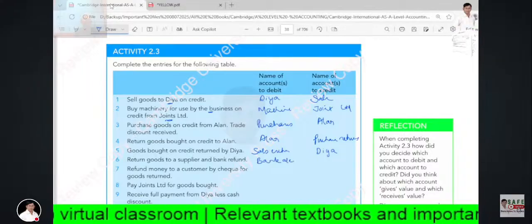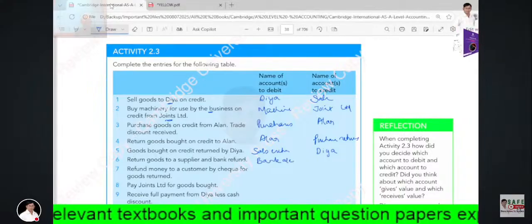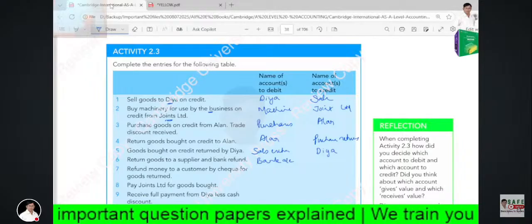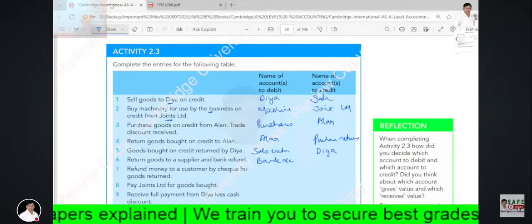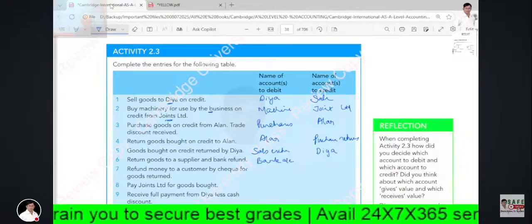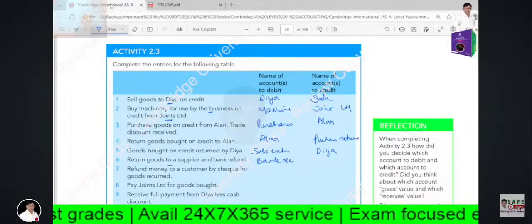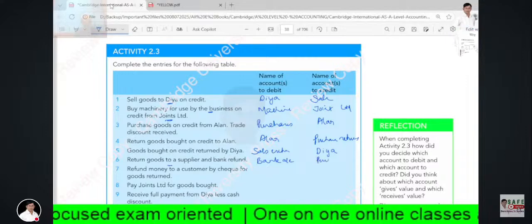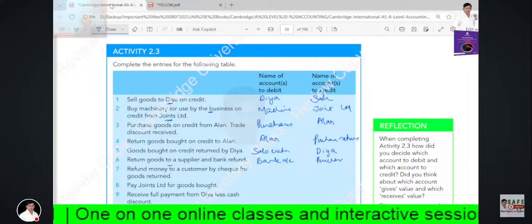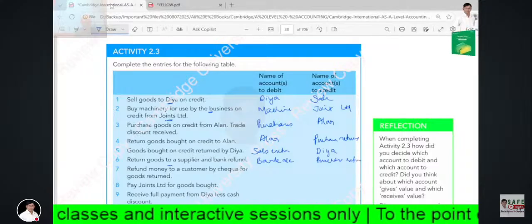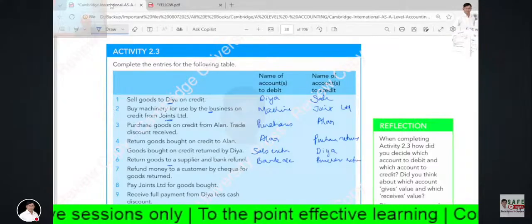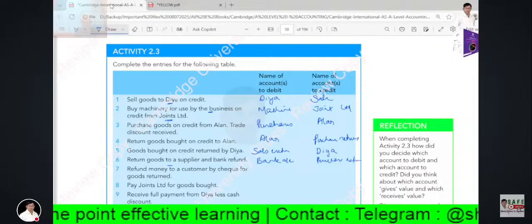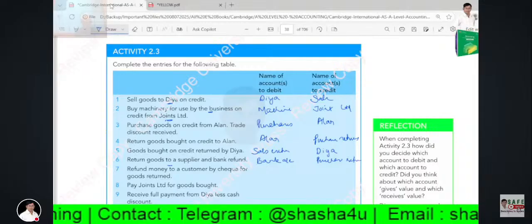So return goods to supplier. Some supplier, they have not mentioned the name, so we can just write return goods to a supplier. So it is purchase returns. Exactly reverse of purchases. So because of purchase returns, we have received money. We have deposited in bank.